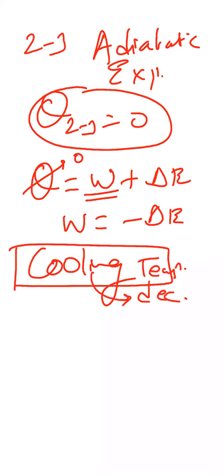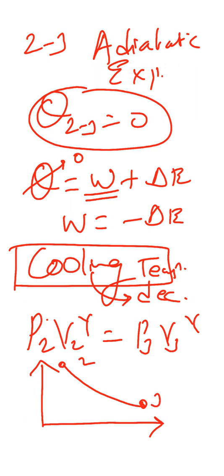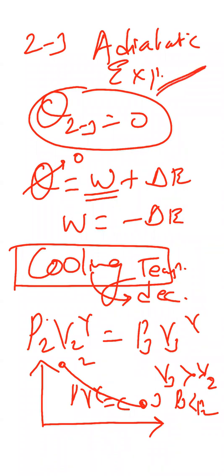Heat transfer will not happen, but temperature will decrease without heat transfer also, because the system is doing work on itself. Temperature will decrease, and again this process P2 V2 power gamma equals P3 V3 power gamma will be followed. Pressure will reduce. Expansion is happening, V3 is more than V2, P3 is less than P2. PV power gamma equal to constant is being followed. This is the adiabatic expansion process, 2 to 3 process. Clear? Note it down and raise your hand.